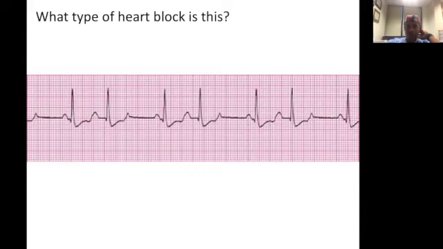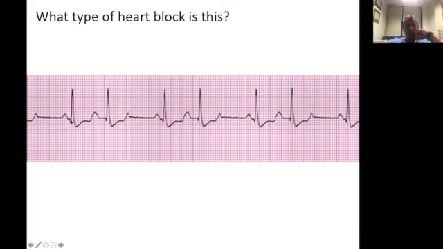The other is the P wave is inverted. Okay. On one of the beats, it looks like the T wave is inverted. Sure. Okay. What else? There is another more obvious thing that I see.